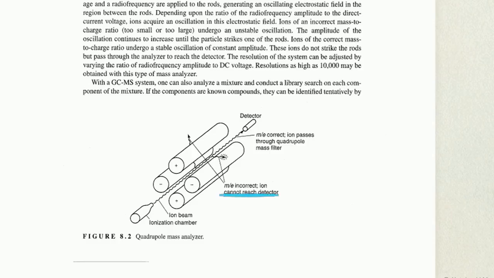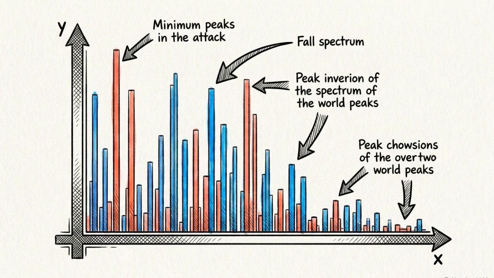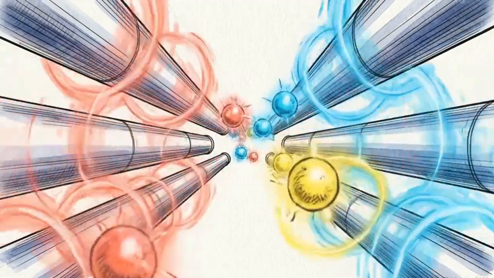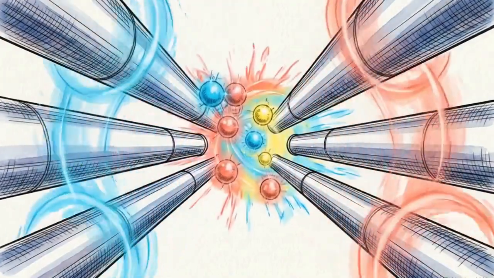If a mass is even slightly too heavy or too light, the electrodynamics force it into an exponentially increasing wobble. These incorrect masses eventually strike the physical metal of the rods. They are instantly neutralized and permanently scrubbed from the analysis. To generate a full spectrum, the instrument does not wait for ions to arrive over time. It rapidly sweeps both the DC and RF voltages, sequentially bringing different masses into spatial resonance, one after the other.